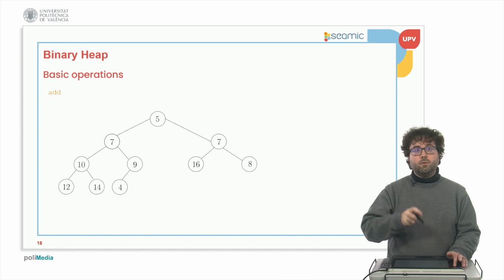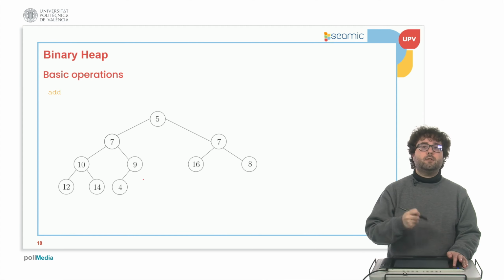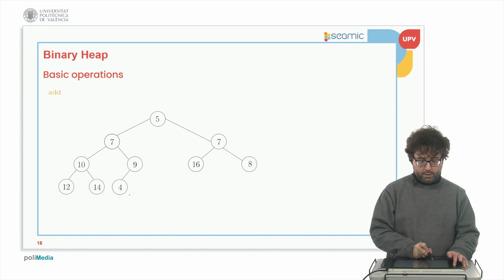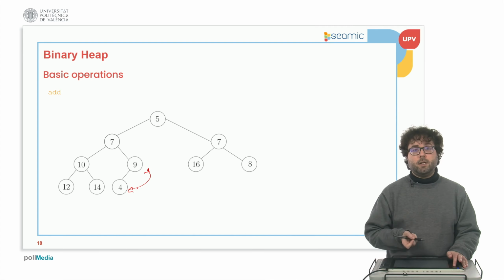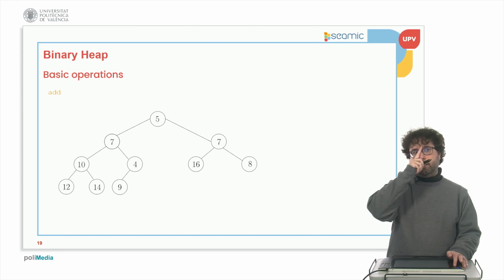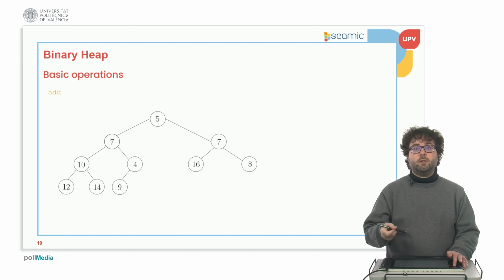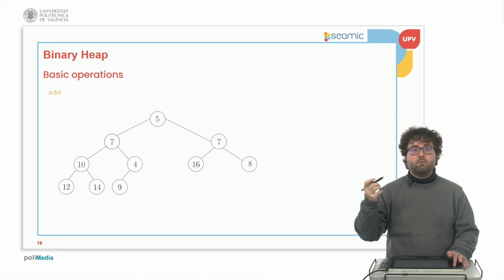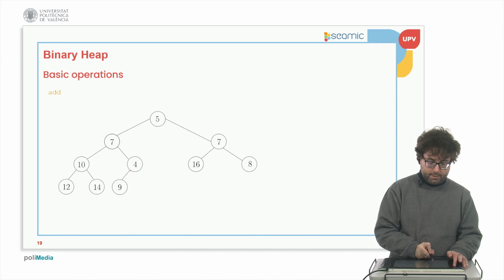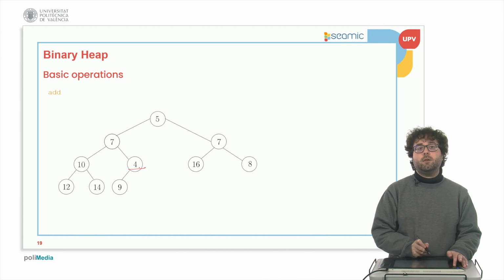To do that, what we are going to do is check for the parent of the position we have added. We need to see if the new value is smaller than its parent. If it is, then we will swap it. And this process will be repeated until that property is no longer true or we reach the root of the tree. In this case, we are at this position with value 4.